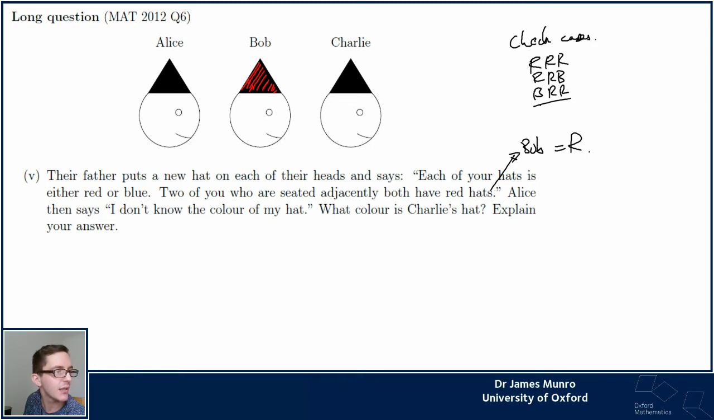And people are coming in. So Alice says, "I don't know the colour of my hat." So it can't be the case that Charlie is blue. Because if Charlie was blue, then Alice would know that she was one of the red hats. So Charlie must be red.